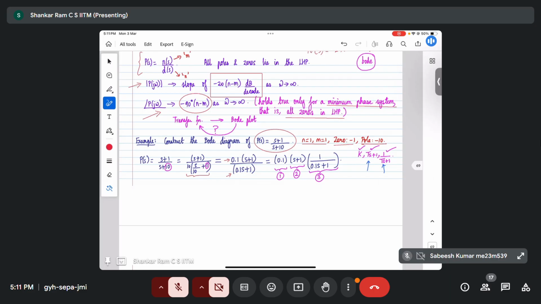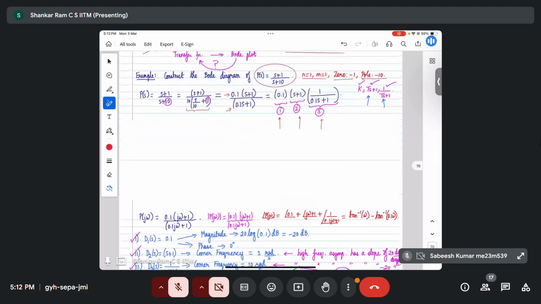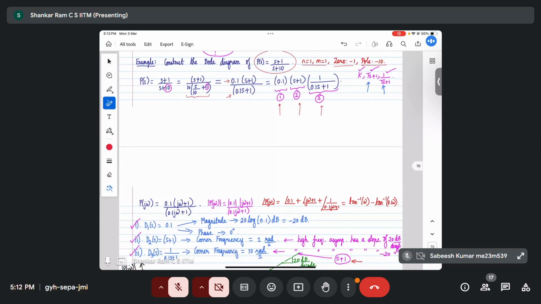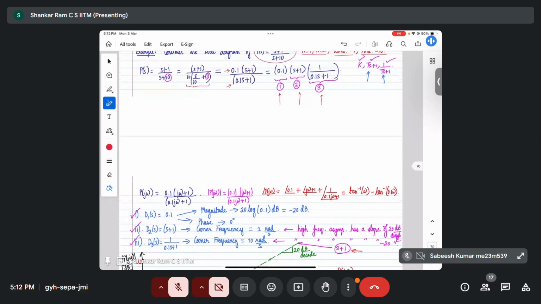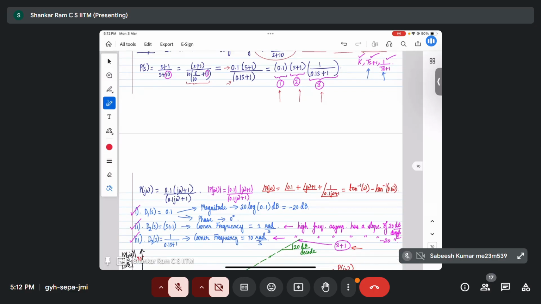So in essence, we have three terms. Okay, the first term is 0.1. The second term is s plus 1. And the third term is 1 by 0.1 s plus 1. Okay, so we plot the magnitude plot of the three terms and add them. We plot the phase plot of the three terms and then add them. Okay, that's what we are going to do. All right, so I hope till here it's clear.